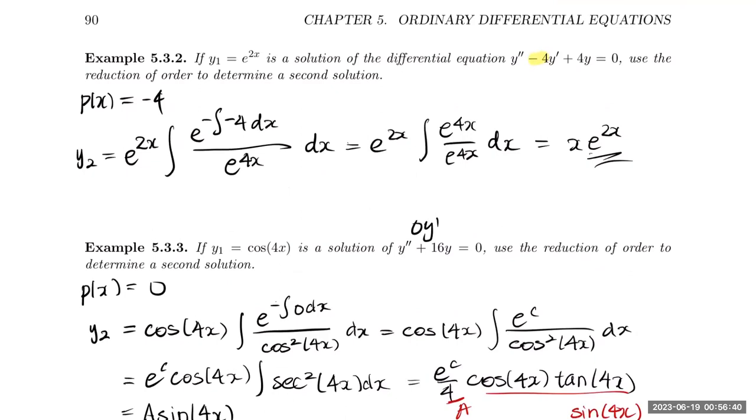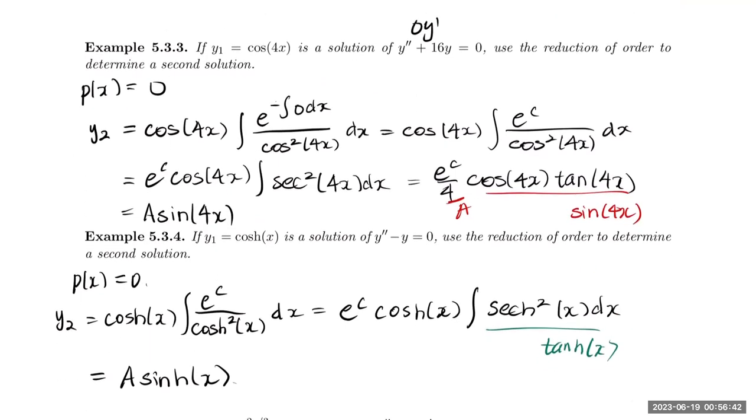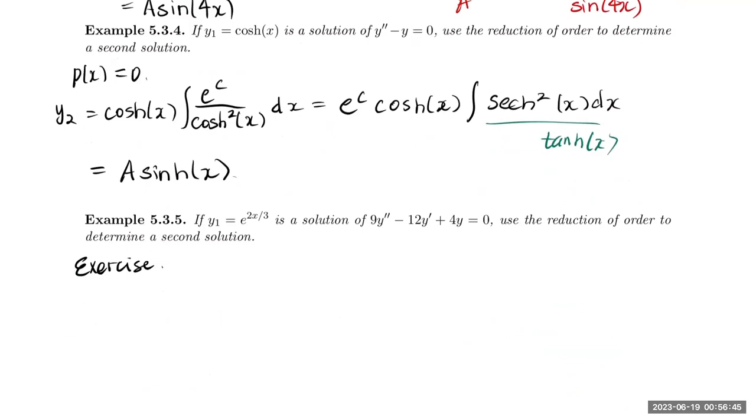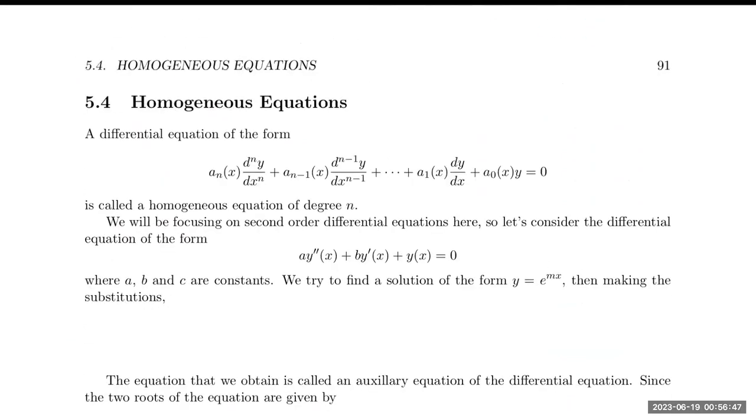Okay, so with the reduction of order formula, we're now ready to have a look at the next concept, which is called the homogeneous equation. So if we have a differential equation of this form over here, then we call this equation that we have a homogeneous equation of degree n. All right. So in particular, our study in this case will be focusing on second order differential equations here.